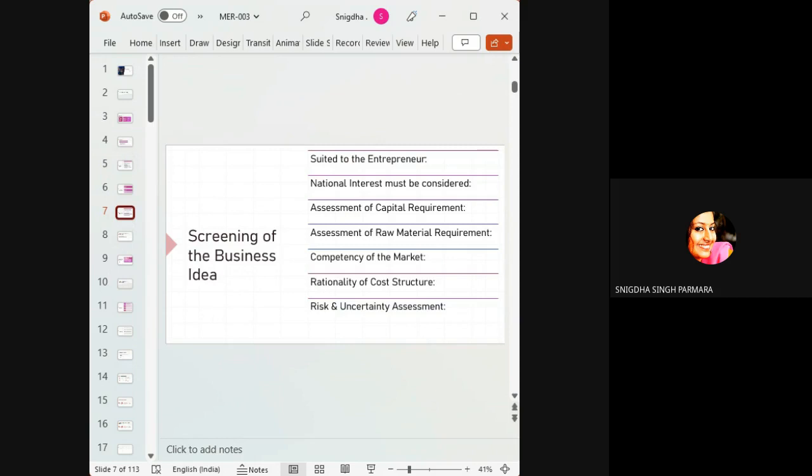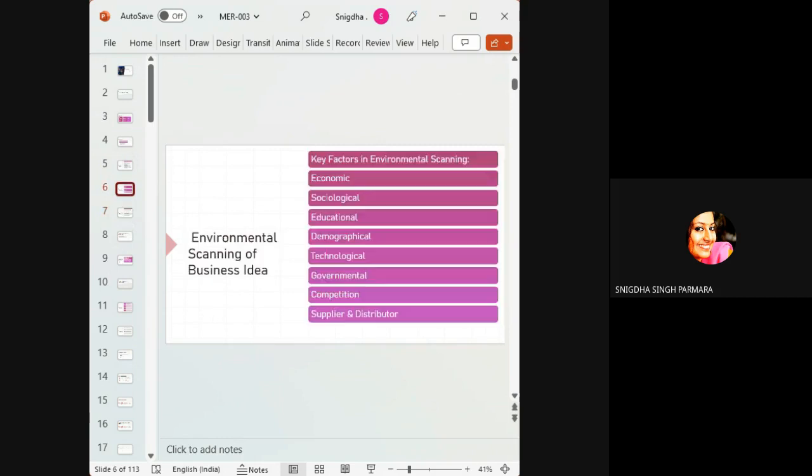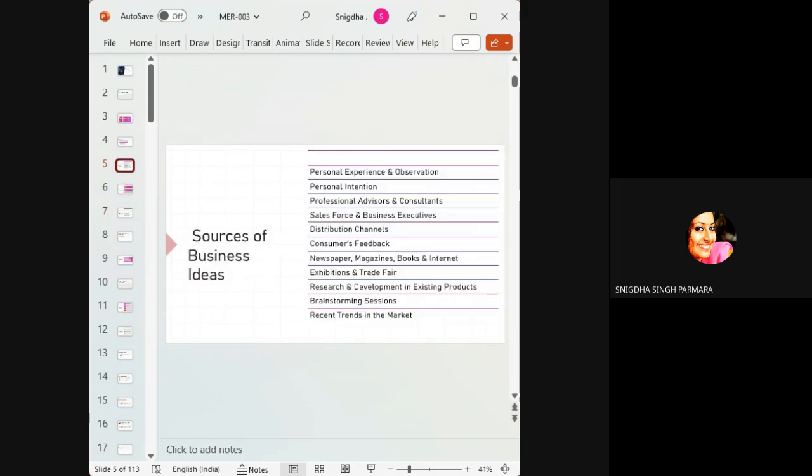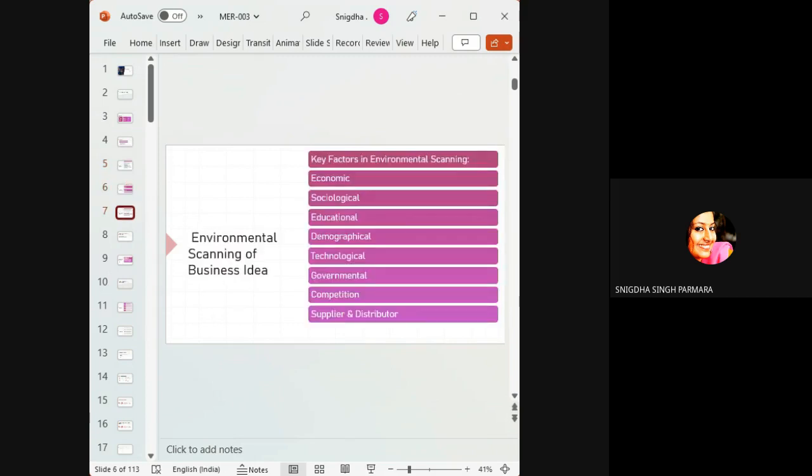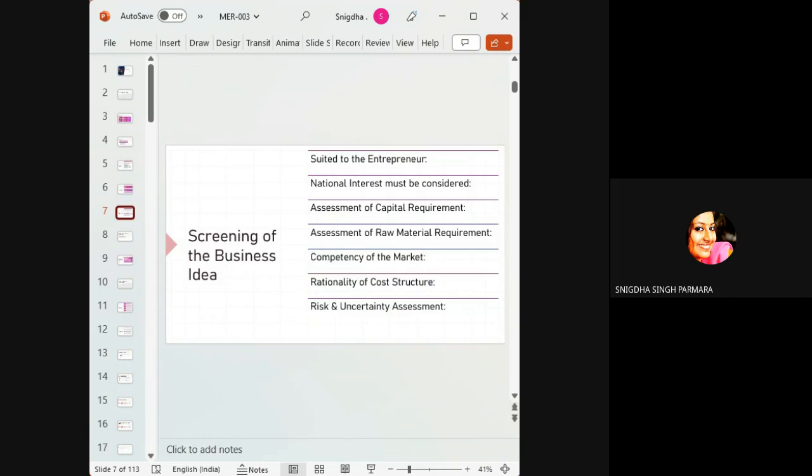Next, screening of the business idea. In the last to last slide, we had done sources of business idea. A company is never sure from where it can get a perfect business idea which could work for them. So, in the process of finding a perfect business idea, they collect as many ideas as possible from all the sources.